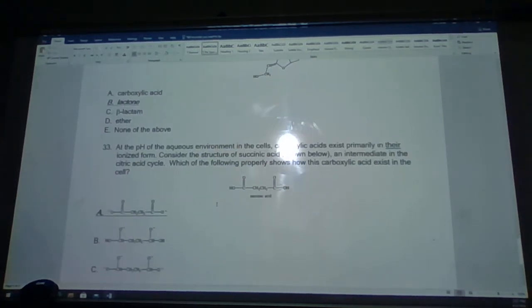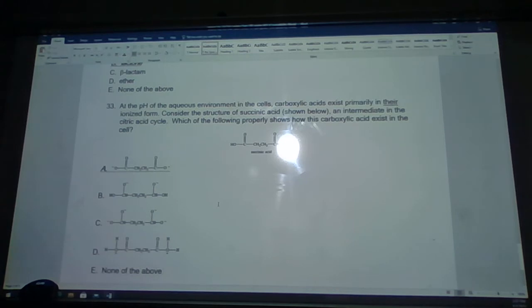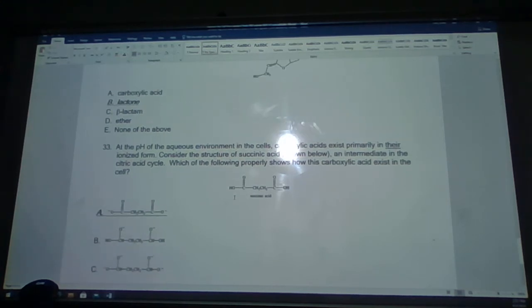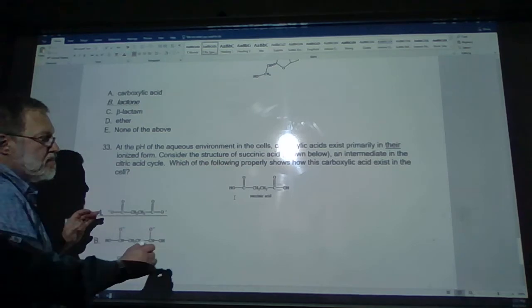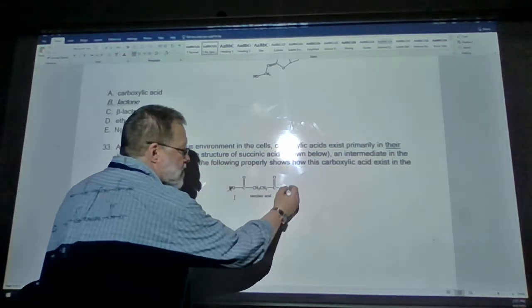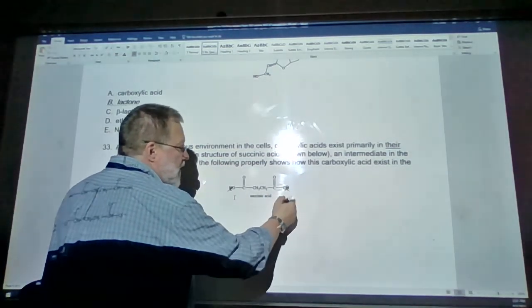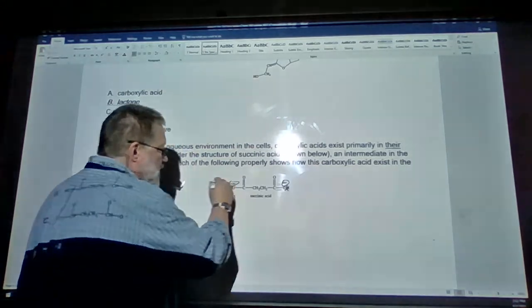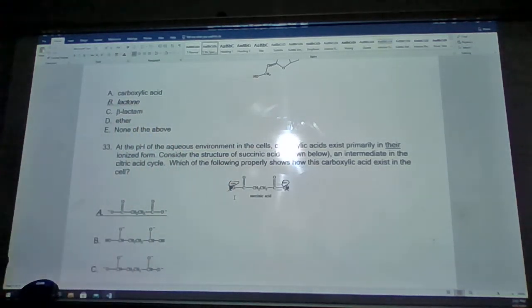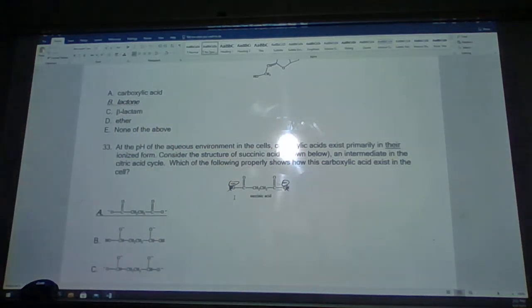Number 33. The pH of the aqueous environment in cells. Carboxylic acids exist primarily in their ionized form. It's an acid. What do acids do? They donate the H+. If we lost the H+, it becomes this dianionic species.